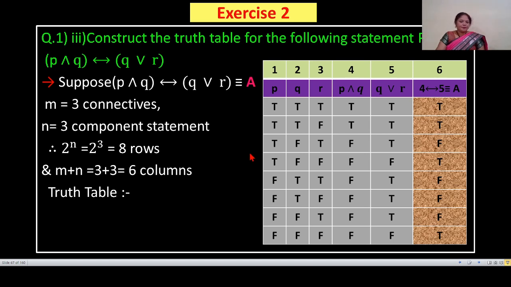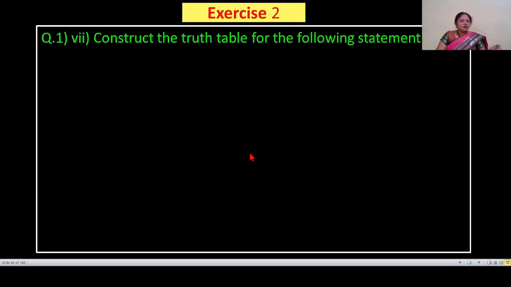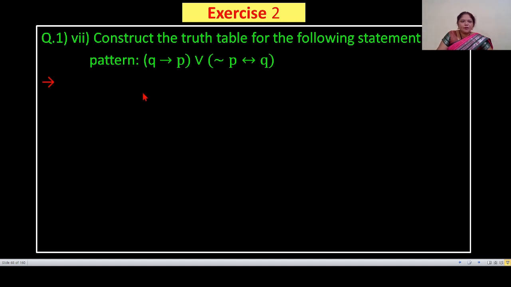Now, next example. Construct the truth table for the following statement pattern. Negation Q implies P or negation P double implies Q. Connectives are implication, disjunction, negation and double implication. There are 4 connectives and 2 main statements P and Q.